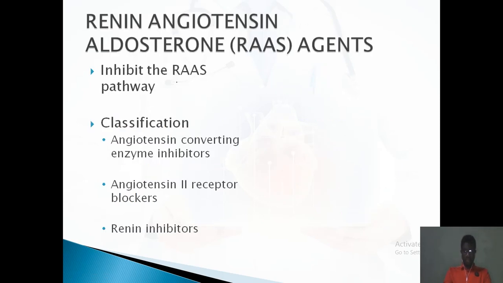Now we are moving to the renin angiotensin aldosterone agents. This is a big one, popularly asked in theories, comes out in MCQs. In fact, this to me is the favorite for lecturers when it comes to drugs in treatment of hypertension. Popularly asked, especially the angiotensin converting enzyme inhibitors. So renin angiotensin aldosterone agents, they inhibit the RAS pathway. Of course, you should remember the RAS pathway in your physiology.